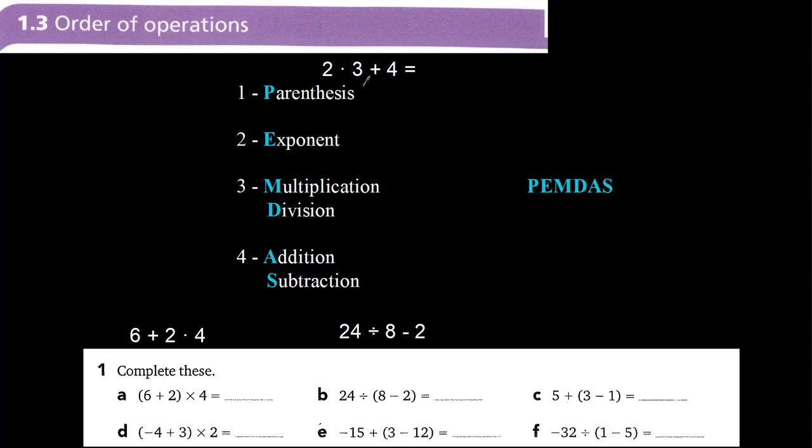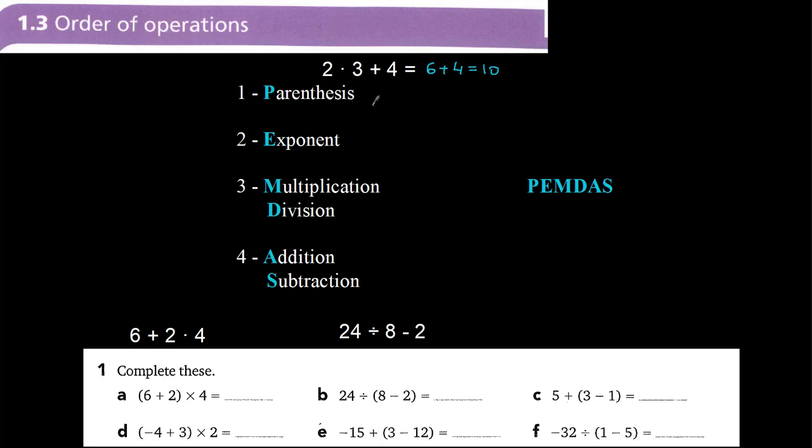Order of operations decides this one. It gives us a clue for that. So first I need to do multiplication. So 2 times 3, which is equal to 6, then plus 4. Then the answer is going to be 10. How is it going to be? Here it is, the order of operations.